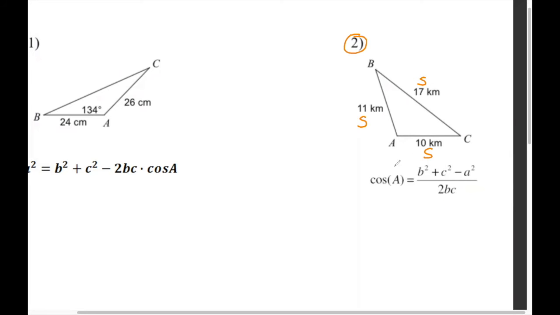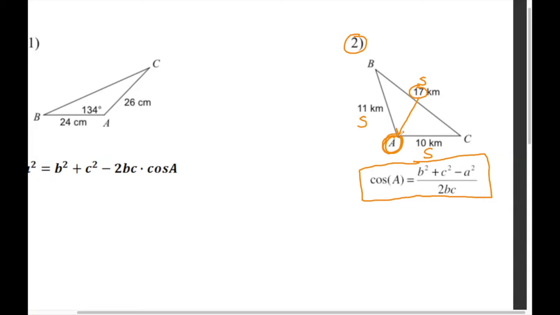When you have that situation, it's much easier to use this manipulated version of the law of cosines. It makes it simpler to start by finding an angle. So the rule of thumb here is to start with the largest side. The largest side between 11, 10, and 17 is 17. So if you grab this 17 and look for its opposite angle, that is A. So we want to start by finding A first.